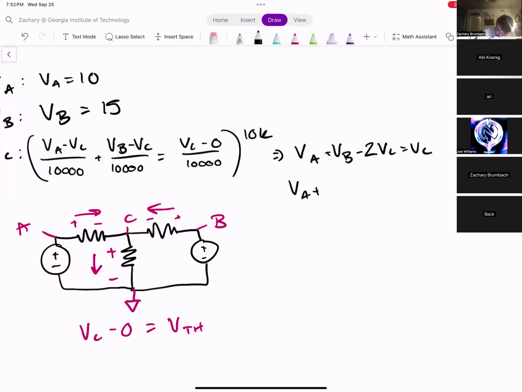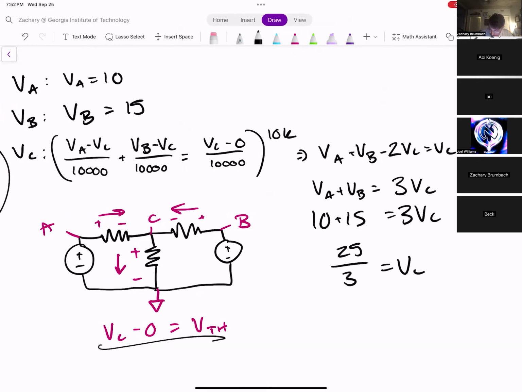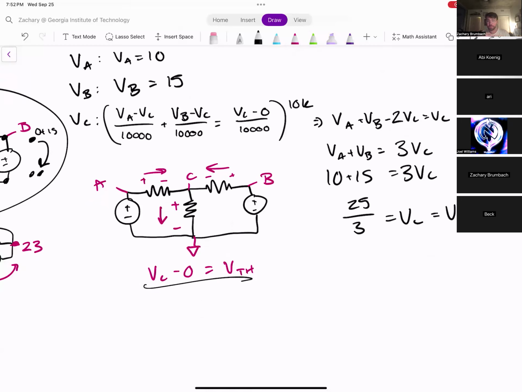So VA plus VB is equal to 3VC, where VA is 10 plus 15 is equal to 3VC. We have 25 over 3 is equal to VC. And that's that. That make sense? So this is VC, which again, we said VC minus 0 is VThevenin. So this is my VThevenin. Any questions about how to get to this part?